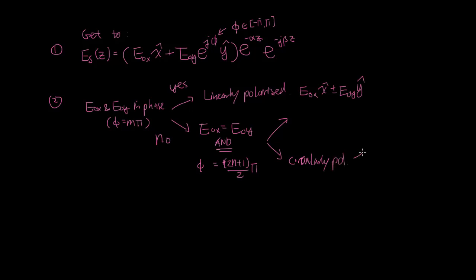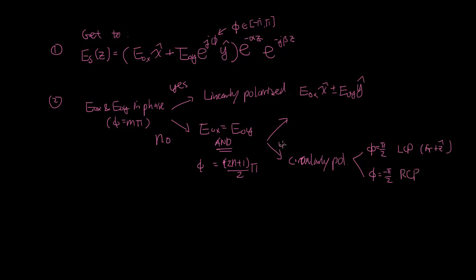And then you just have to determine the handedness, right? So if phi is equal to plus pi half, then in the case of positive z propagating, it's going to be left-hand circularly polarized for plus z propagating. So remember, if it's negative z, you have to flip these results. So you would say right hand instead of left hand. And then if phi is equal to minus pi half, then it's going to be right hand circularly polarized.